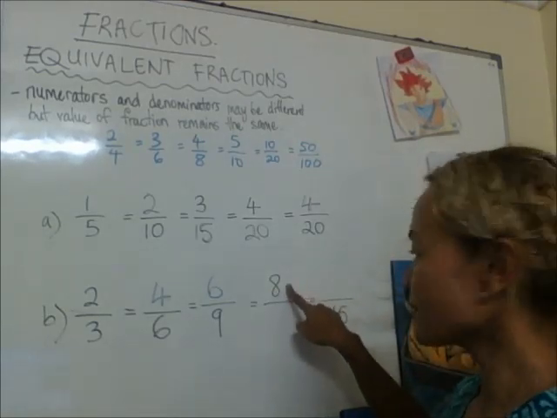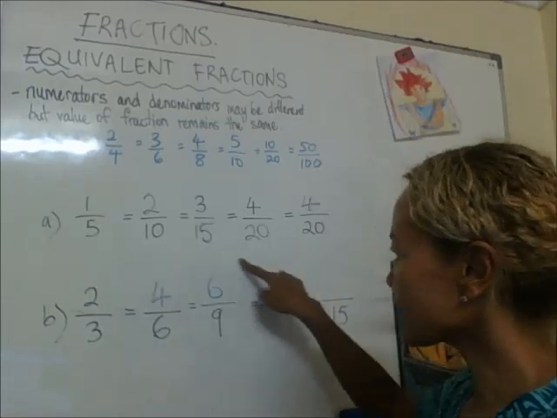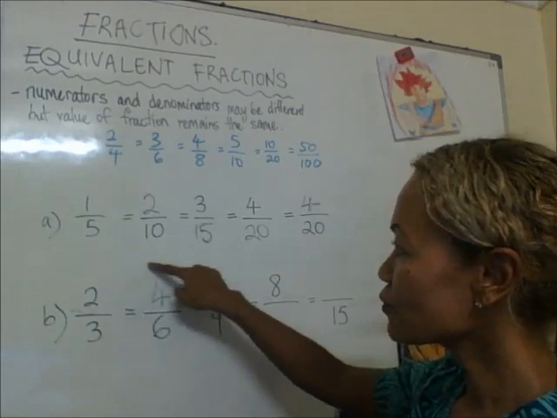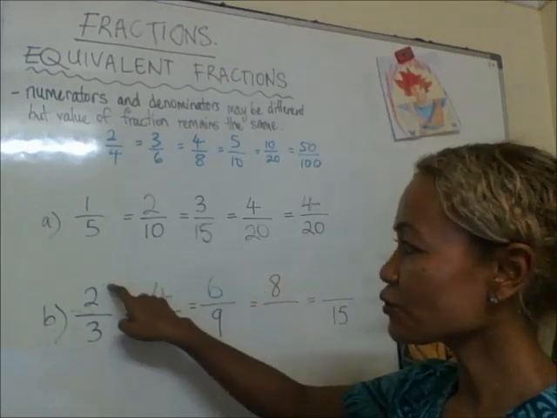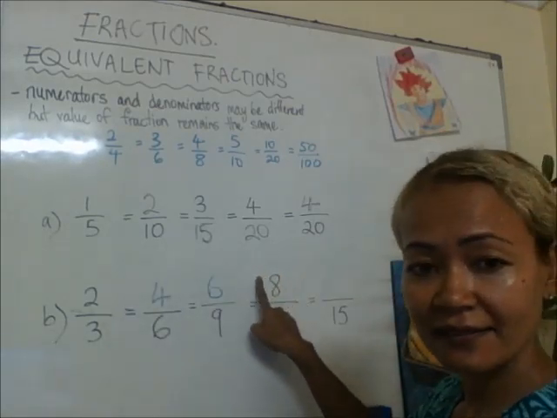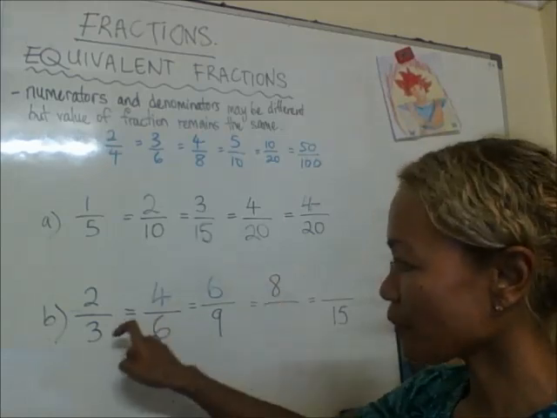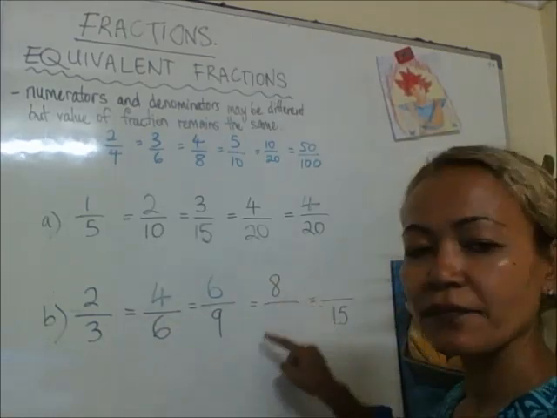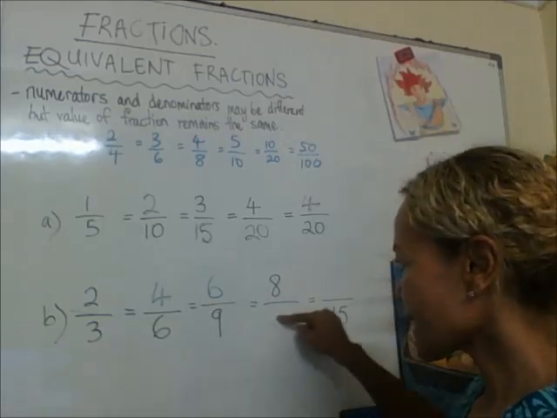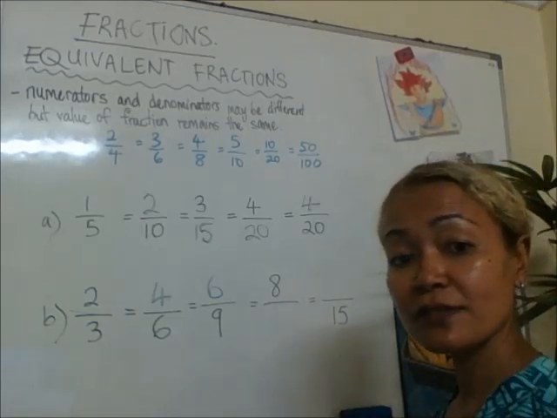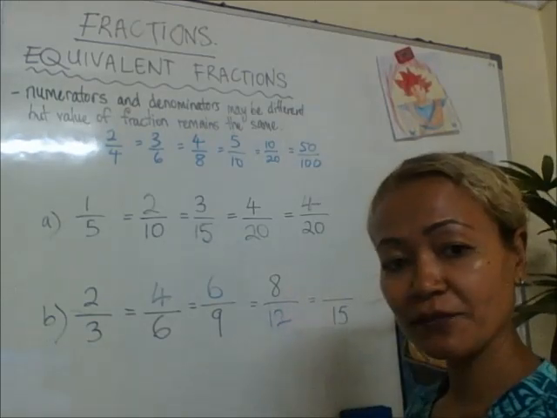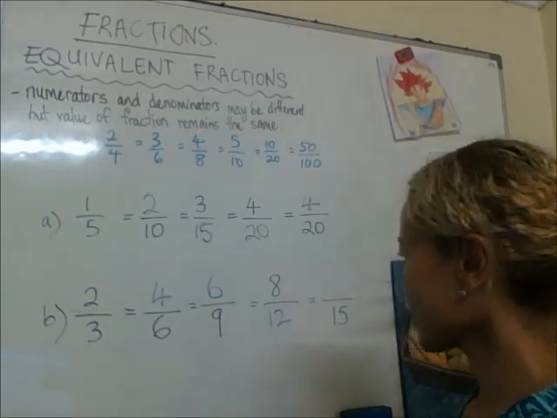This time you've got the numerator. 2 times what gives you 8? 2 what's are 8? 2 fours are 8, right? Times 4. So the bottom, you must also do the same thing. 3 times 4. 3 fours are 12. I got my number for the bottom.